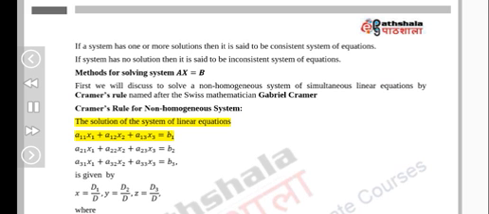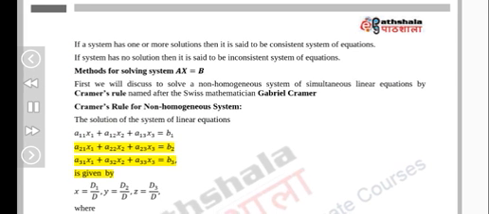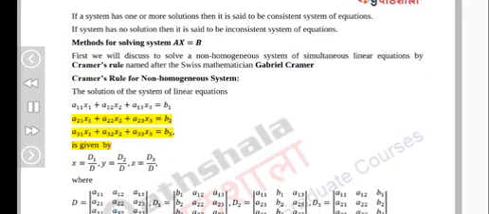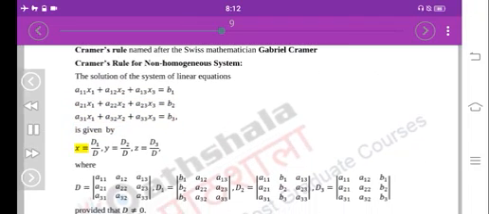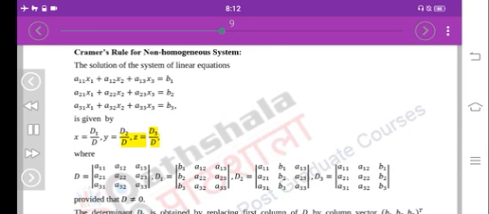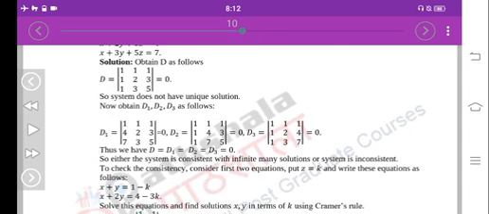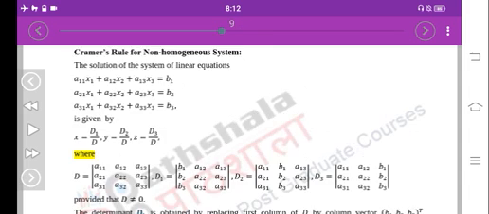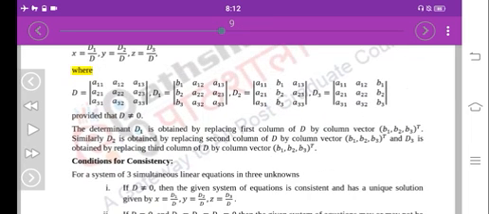The solution of the system of linear equations a11x1 plus a12x2 plus a13x3 equals b1, a21x1 plus a22x2 plus a23x3 equals b2, a31x1 plus a32x2 plus a33x3 equals b3 is given by x equals D1 by D, y equals D2 by D, z equals D3 by D, where D equals the determinant of the coefficients a11, a12, a13, and so on.